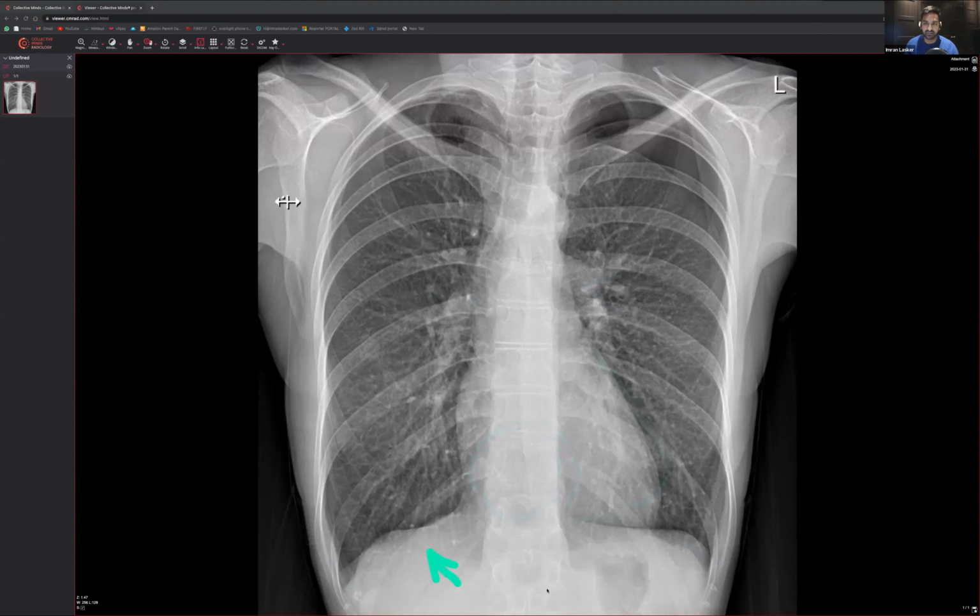You want to check underneath the hemidiaphragms as well, make sure that these are all nice and crisp, and there's no evidence of any air under the hemidiaphragms. And the next thing you want to do is check the lung apices. The number of times I've seen apical pneumothorax being missed. This is a slightly more obvious one, I guess, because you can see that, yep, people are saying it. There is a left-sided pneumothorax.